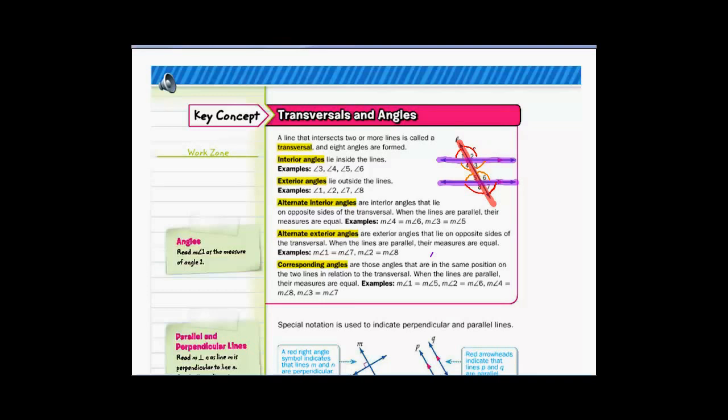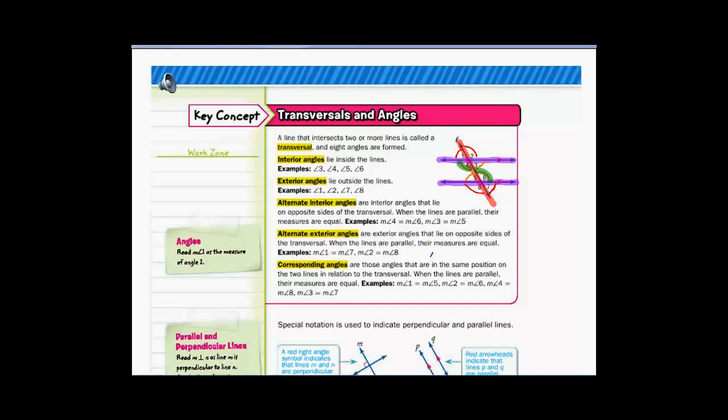Okay, now goes a little bit further than that. If I talk about alternate interior, so interior, I'm talking about the orange ones, and if I'm talking about alternating ones, I need to talk about ones that are on opposite sides of the transversal. So like this angle right here, 4, 6, because one is on the left, one is on the right, but they're both still inside.